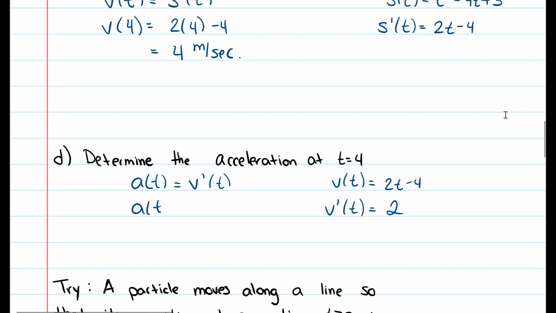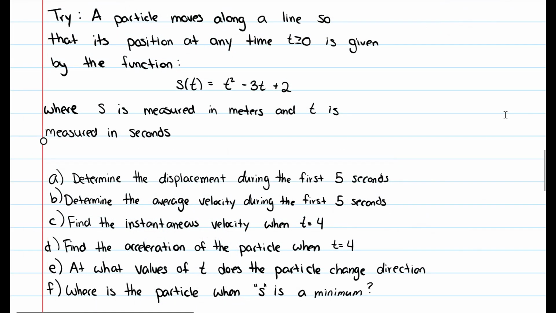So then a of t is equal to 2. So then a of 4 is equal to 2 meters per second squared. And so now on your own, I want you to try this problem and all the following steps.